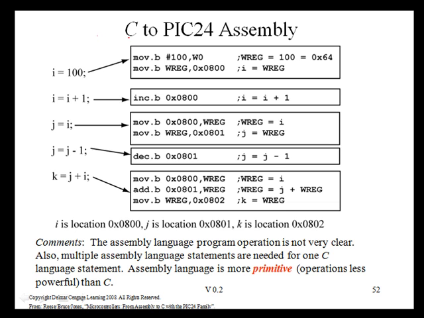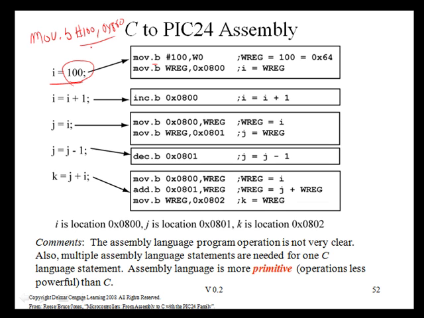So let's convert our C program to PIC24 assembly. We're going to do this one C language statement at a time. So let's start with this one. These are all 8-bit wide variables, so we're going to use byte operations. We need to copy the constant value into I. You might want to say, okay, I'm going to say mov.b the immediate value 100 into location 0800.